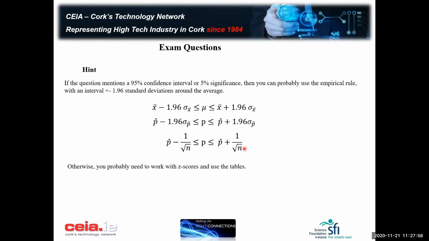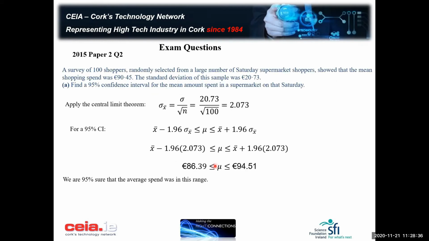Sometimes, though, you can use the slightly less accurate formula for the proportions, using just 1/√n. Now, if you don't see this, then the chances are you'll have to work with the z-scores and use the tables. And in a lot of questions, they might have one part A where you do use the empirical rule, and maybe in another part you have to use the z-scores. We'll be showing a few examples of that. Okay, so let's dig into some examples.